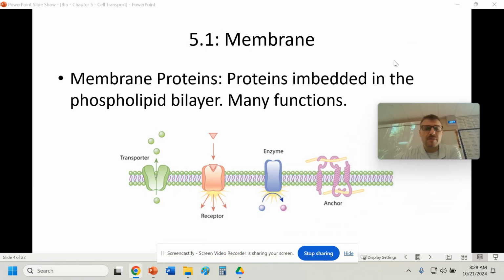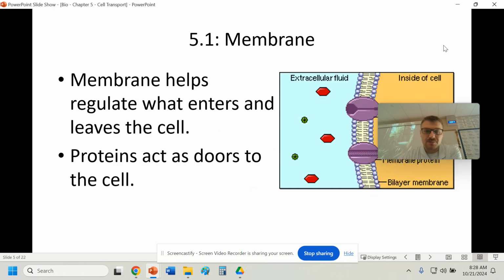We also have these things called membrane proteins. These are within the phospholipid bilayer, and they have many functions. They can anchor cells together. They can work as enzymes. They can work as something called a receptor. They can be a transporter. These proteins have a lot of different functions within the cell.